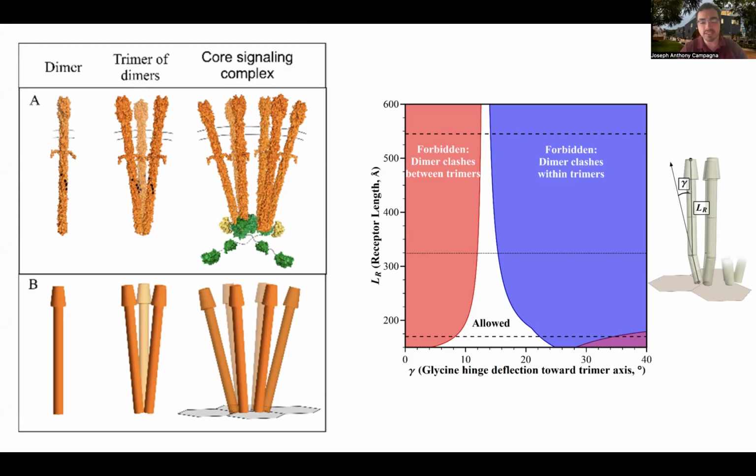And we have, in this research in particular, a group of researchers who takes a set of parameters, in this case, receptor length in angstroms, and maps it as a function of gamma or the glycine hinge deflection. And what they find is that there's a region of acceptable conformations for this dimer complex versus forbidden areas where there would be clashes between trimers. So this is sort of inspiration for what we'll be getting into.